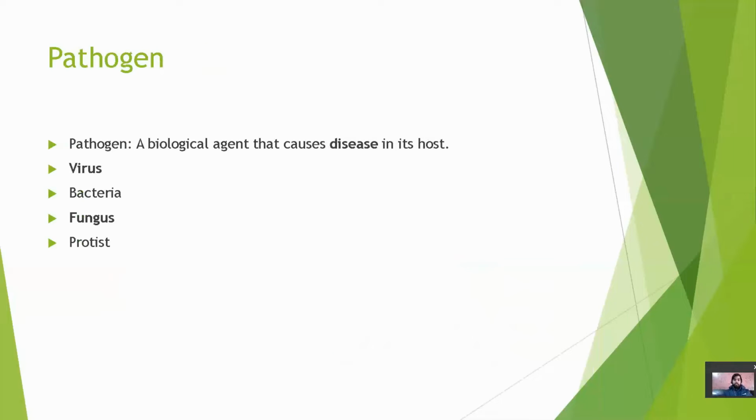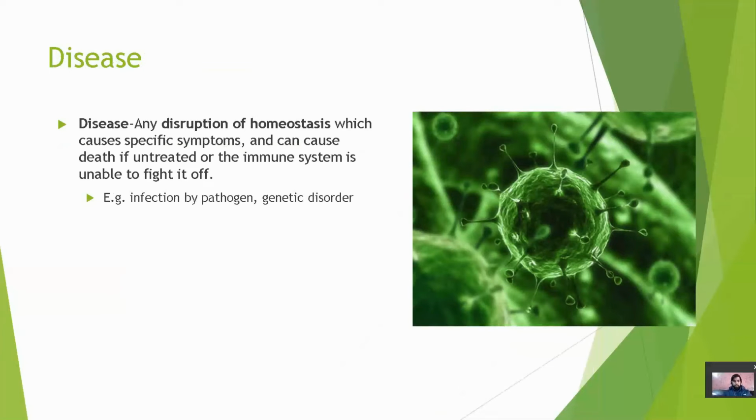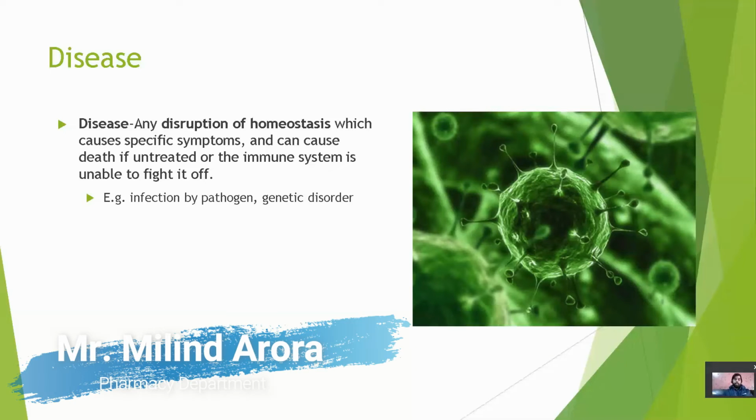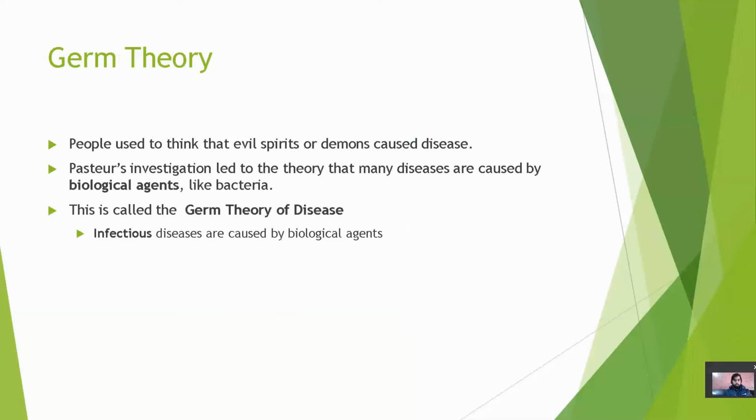A pathogen is a biological agent that causes disease in the host. It can be a virus, bacteria, fungus and protist. What is a disease? Disease can be defined as any disruption of homeostasis which causes specific symptoms and can cause death if untreated or the immune system is unable to fight it off. Examples of disease are infection by a pathogen or it may be a genetic disorder.